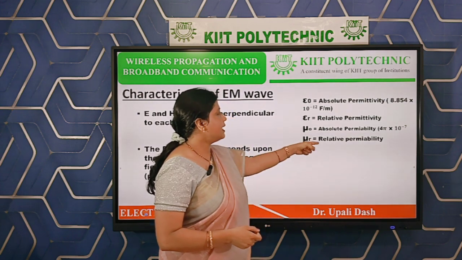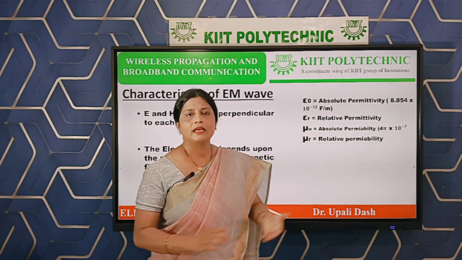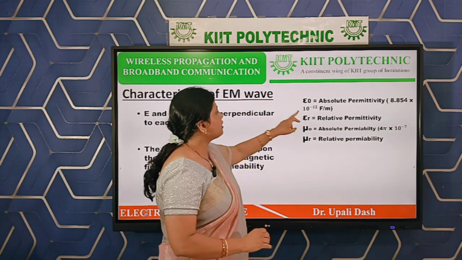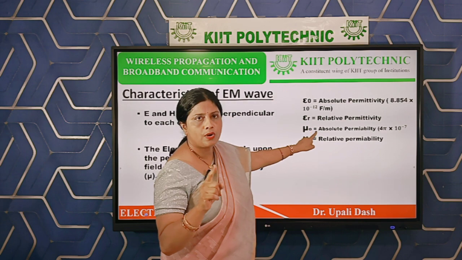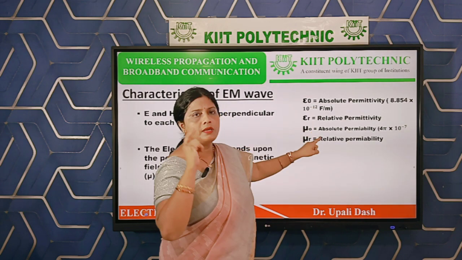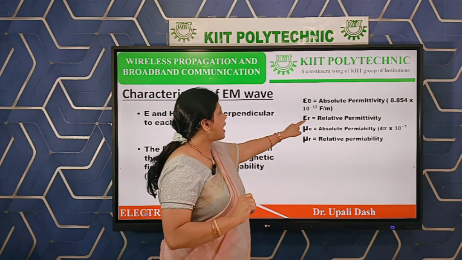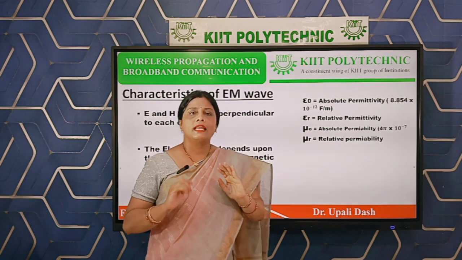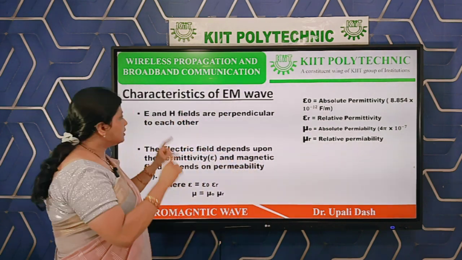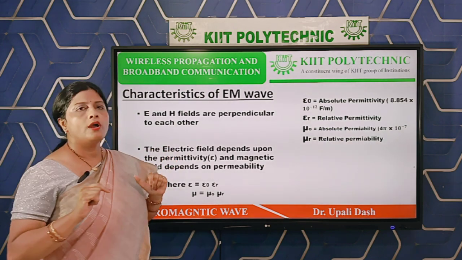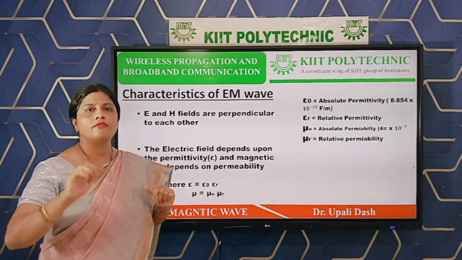And mu r is the relative permeability. That is again variable. As the r term is there, don't get confused. Zero term is there means it is absolute, it is constant. The value is to be remembered by all of you. And r is there means it is relative. Relative means it is variable. Its value can change. Okay. So these are the characteristics we should know before going to the details of EM wave.